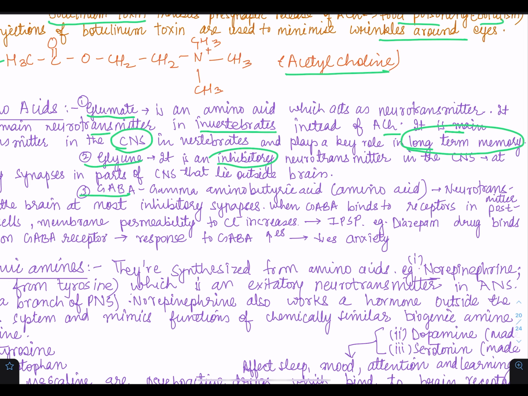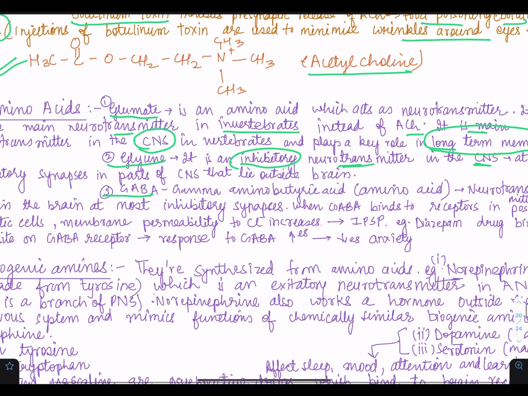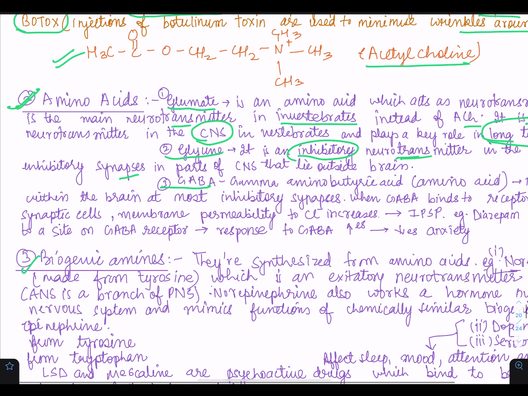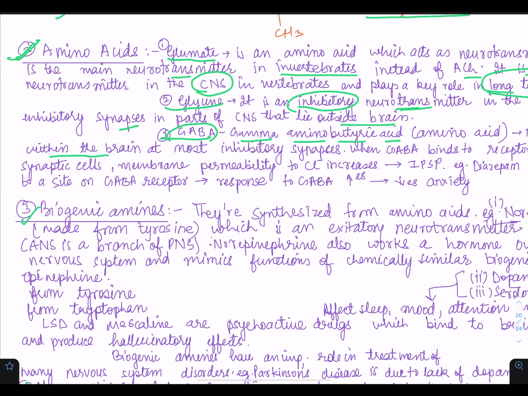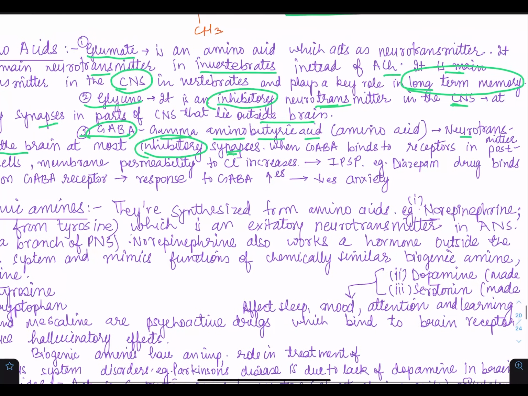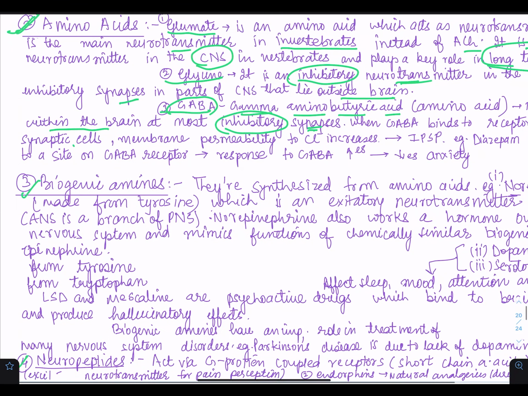Glycine is an inhibitory neurotransmitter in the CNS and at inhibitory synapses in parts of the CNS that lie outside the brain. Then GABA, gamma aminobutyric acid. It is an amino acid and it is a neurotransmitter within the brain at most inhibitory synapses. When GABA binds receptors in postsynaptic cells, membrane permeability to chloride ions increases. This causes an inhibitory postsynaptic potential.